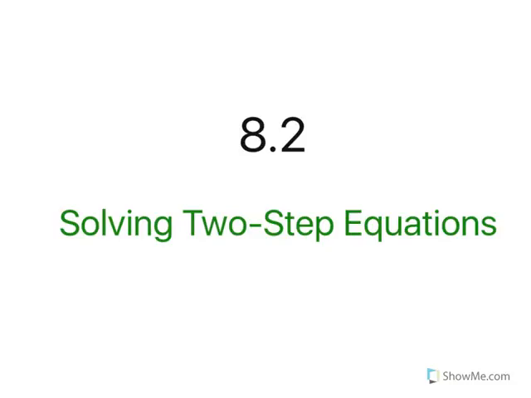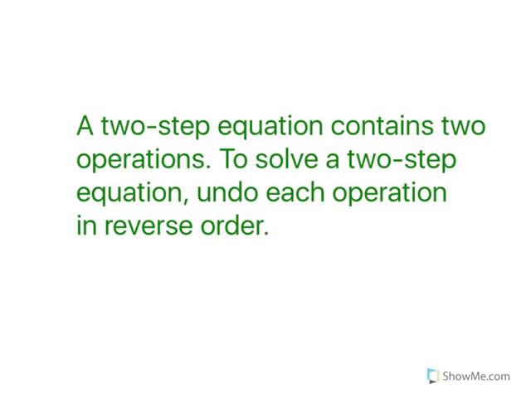This lesson is on section 8.2, titled Solving Two-Step Equations. We've done stuff like this before, but it's a nice review, and we kick it up a little bit in the 7th grade chapter. A two-step equation contains two operations. To solve a two-step equation, undo each operation in reverse order. And I always say, always think opposite operation.